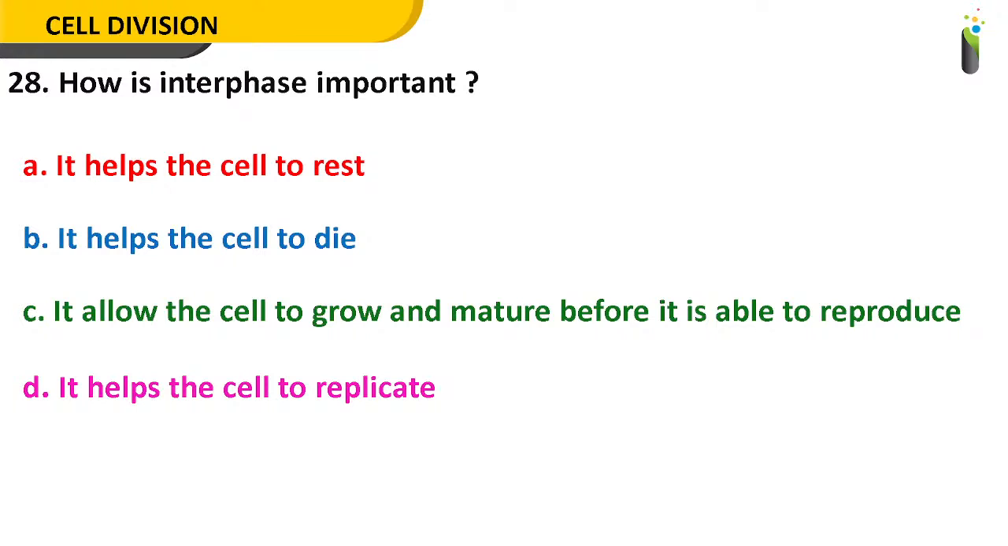Well, the answer for this question is C. The interphase is important because it helps the cell to grow and mature before it is able to reproduce. In fact, this is the phase in which the cell prepares itself for the cell division. Interphase is followed by karyokinesis, that is the division of the nucleus. And once karyokinesis is completed, it is followed by cytokinesis, that is division of the cytoplasm.